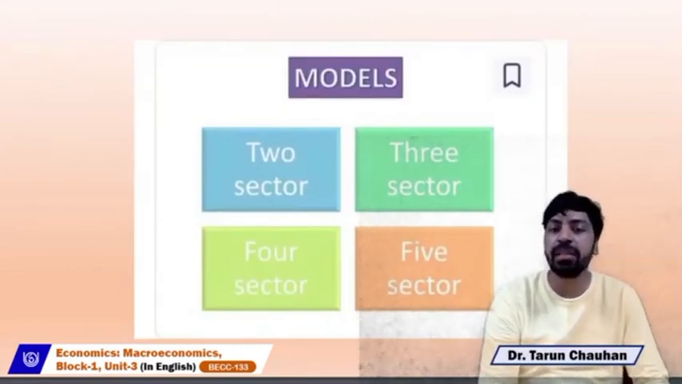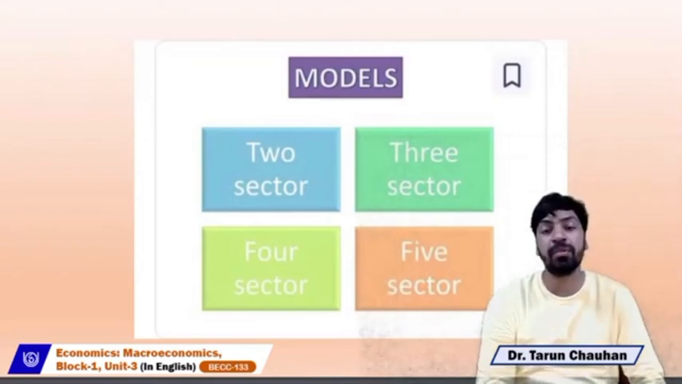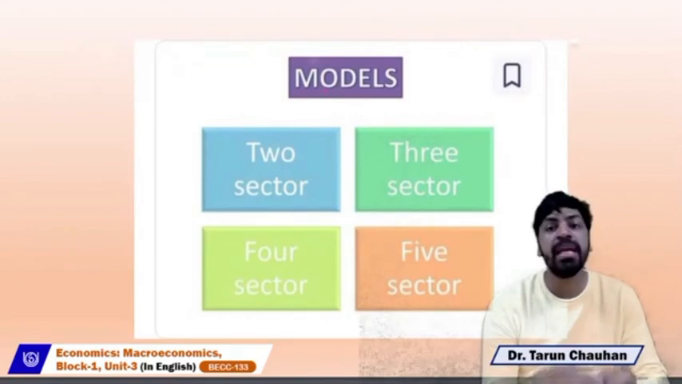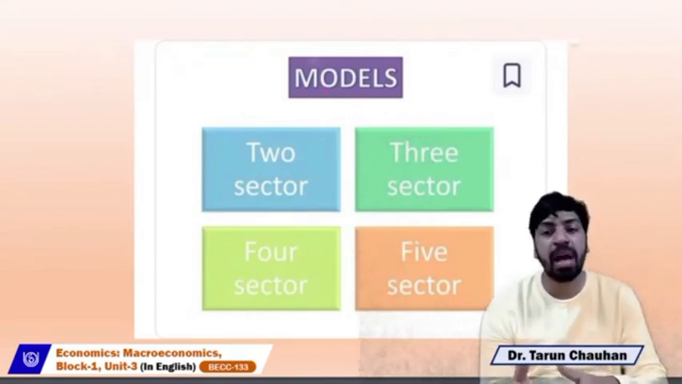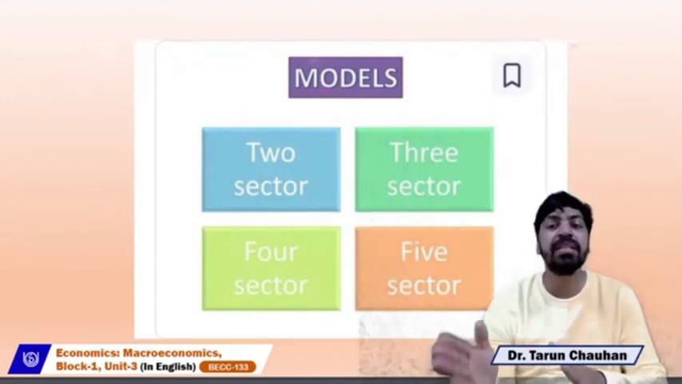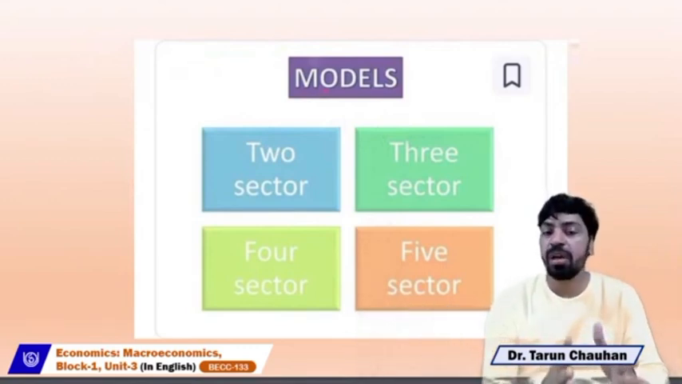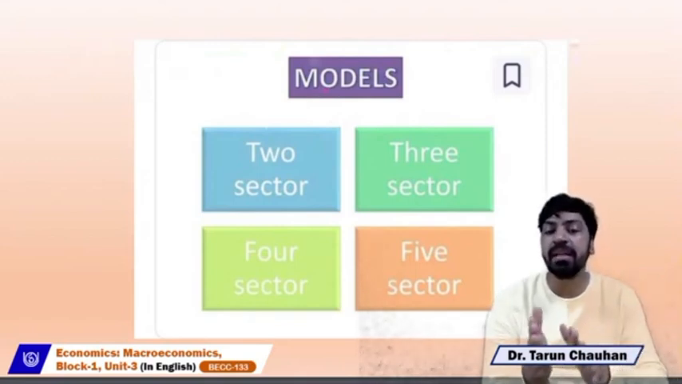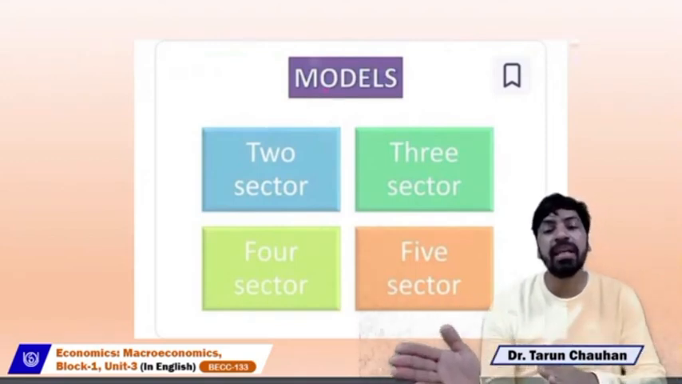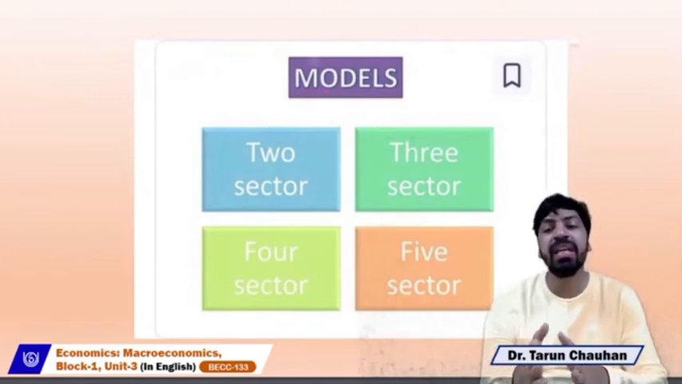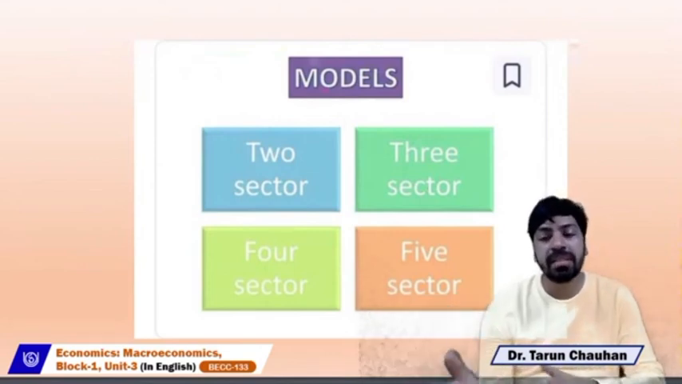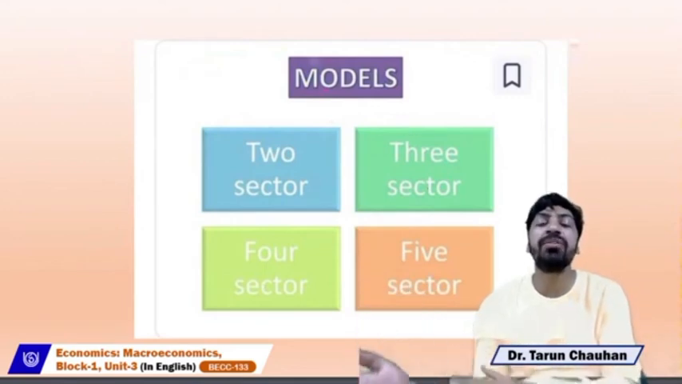There are the two-sector circular flow model and the three-sector circular flow model. In the two-sector model, we are talking about the businesses and the household. In the three-sector model, we are talking about the household, businesses, and the government. When we talk about the fourth sector, we are talking about the household, businesses, government, and exports. In the five-sector model, we are talking about the household, government, businesses, exports, and any other international transactions.